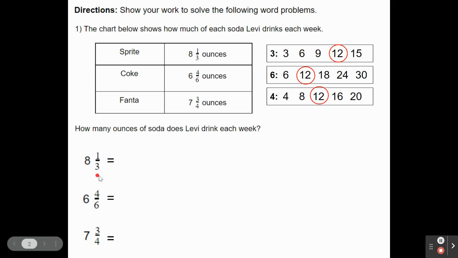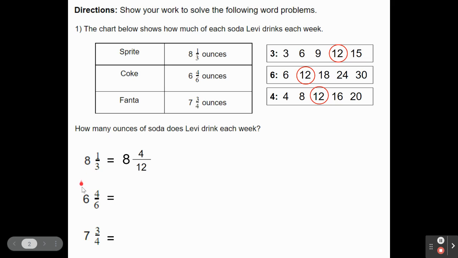So let's start with 8 and 1/3. We know that the denominator is going to be 12. So let's ask ourselves, what do we multiply by 3 to get to 12? Well, 3 times 4 is 12. So let's multiply by 4 on the top. 1 times 4 is 4. And the 8, which is the whole number in front, stays the same.